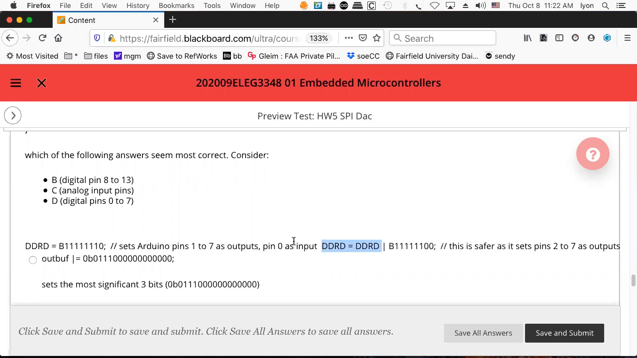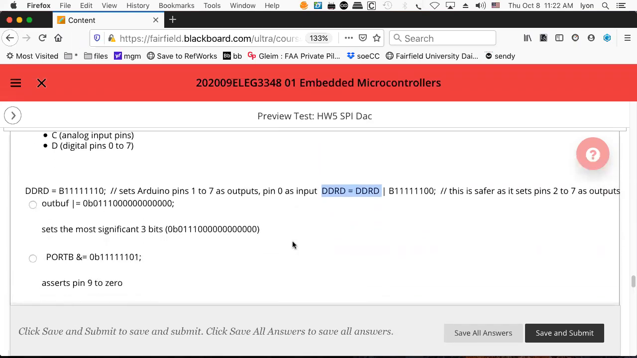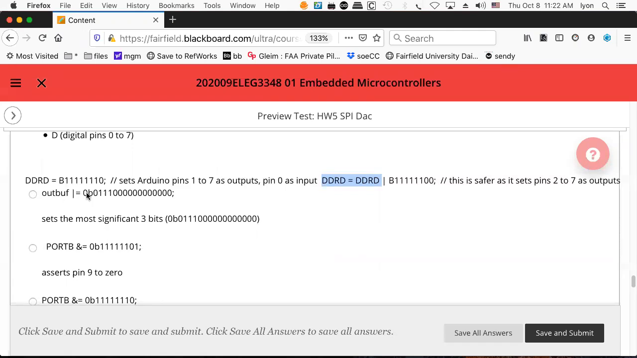And so this says output buffer is equal to 0, 1, 1, 1, and then all the rest are 0. Sets the most significant 3 bits to 0. It doesn't, right? Because only the most significant 3 bits would include that bit there, but that's a 0. So that's not true.